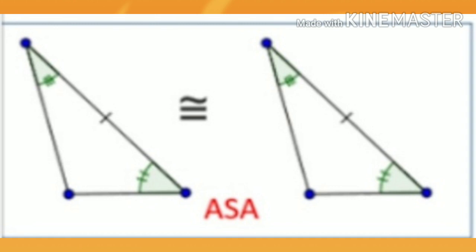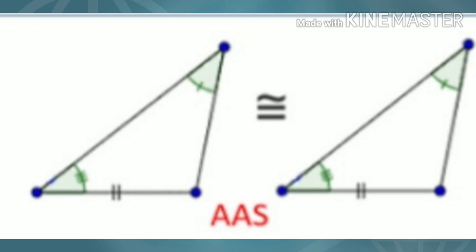Now in these two triangles, observe that two corresponding angles of the two triangles are congruent given by identical marks and one corresponding side is congruent. So therefore these two triangles are congruent by ASA test, that means angle side angle test. Now see here in these two triangles, two corresponding angles are congruent given by identical marks and one corresponding side is congruent given by identical mark by marking the double line. So therefore these two triangles are congruent by AAS test of congruency, that means angle angle side test.